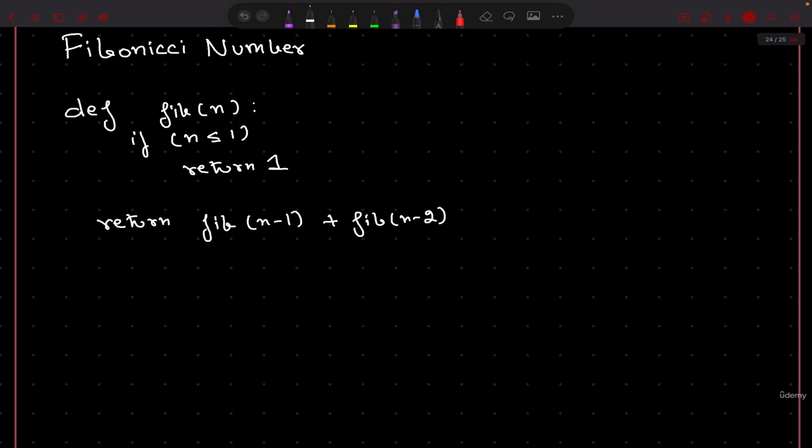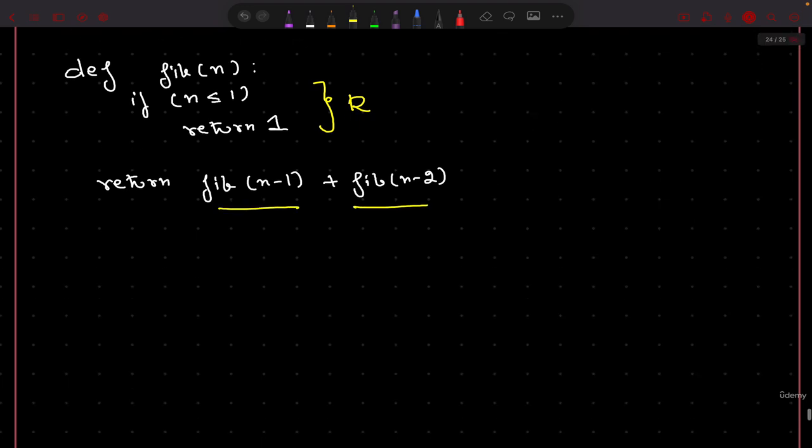If I actually explain it in terms of where we find the complexity, this is some k work which we are doing, and then we are calling for two recursion calls, right? So the relation I can write something like this. My T of n is going to be equal to some k work which I am doing plus T of n minus 1 plus T of n minus 2.